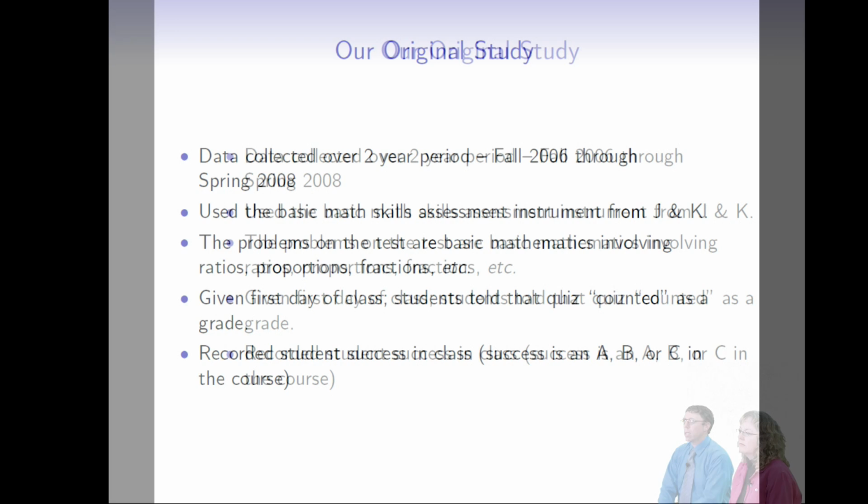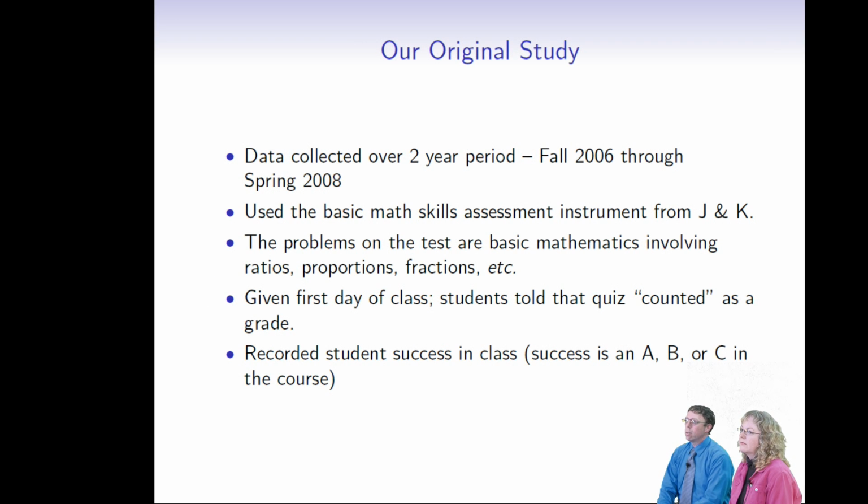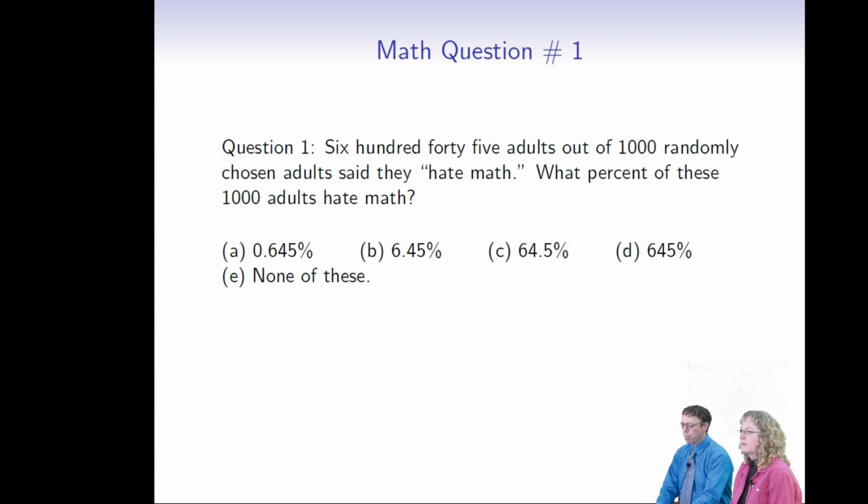So this data was collected over 2 years, and we are mainly starting in the spring of 2007 for 3 semesters of data. They include the 20-question quiz and what we're looking at today. And these problems, as I said earlier, are very basic math questions. This test is given on the first day of class, and we tell them that the quiz counts in some way, just so they'll have ownership of this. And we recorded at the end of the course whether the student succeeded in the class, and we consider a success either an A, B, or C in the course.